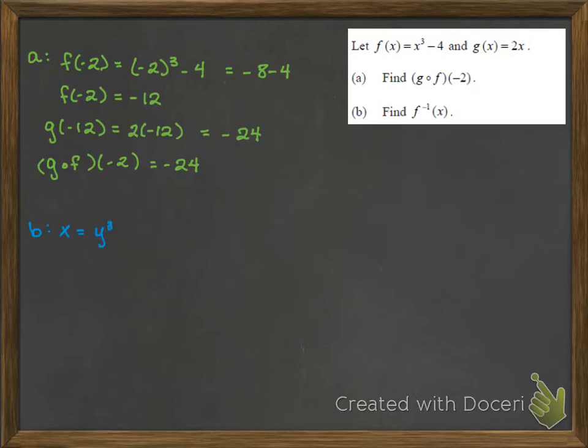Then to find the inverse, we're going to swap where f of x and x are. Again, I like to write it as y instead of f of x when I'm doing inverse. So x equals y to the third minus 4. Now we just want to get y back by itself. We add 4 to both sides, so we have y to the third equals x plus 4. Then we need to take the cube root, because to get y by itself, we have to get rid of that cubing function. So our inverse is the cube root of x plus 4.